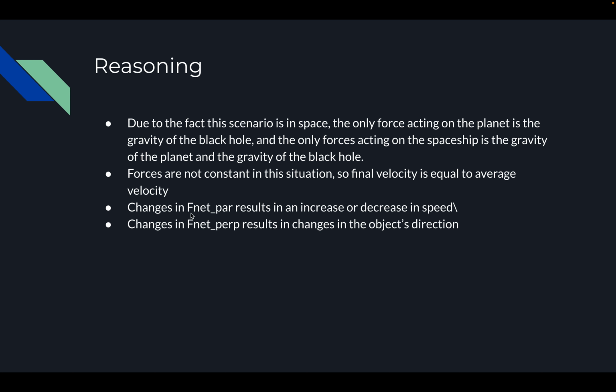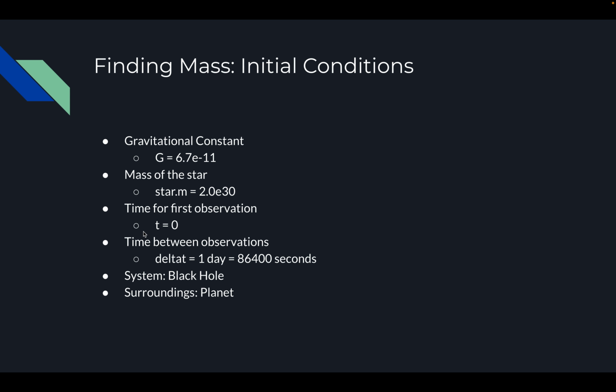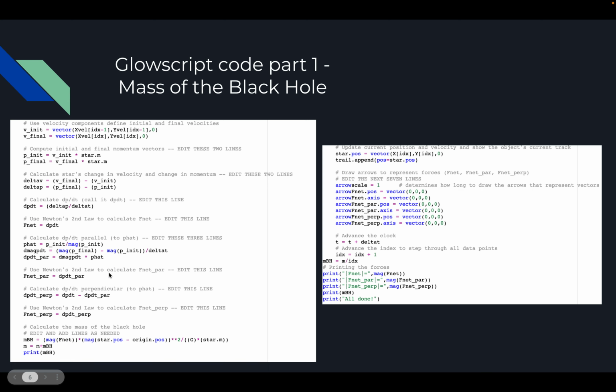As well, F_net parallel is responsible for increase or decrease in speed, and F_net perpendicular is responsible for changes in direction. So here are some initial conditions when finding the mass of the black hole. You have the gravitational constant, the mass of the star. Time starts at t equals 0, and the time between observations is 1 day. You also have the system as the black hole, and the surroundings as the planet.